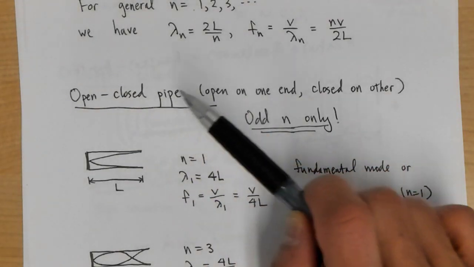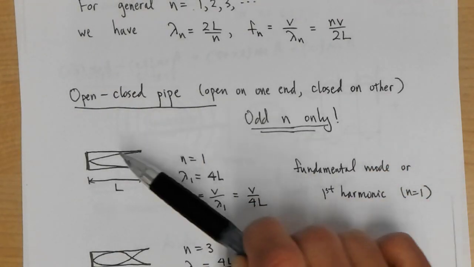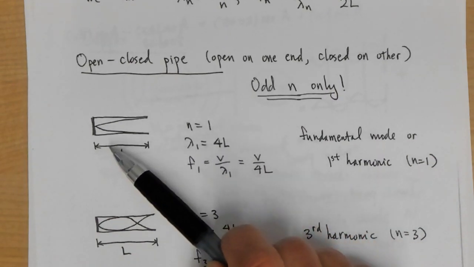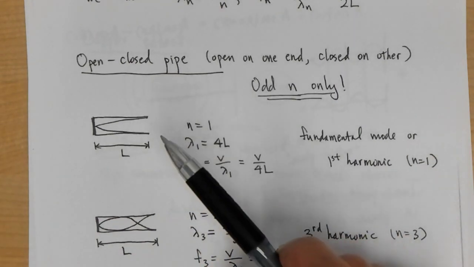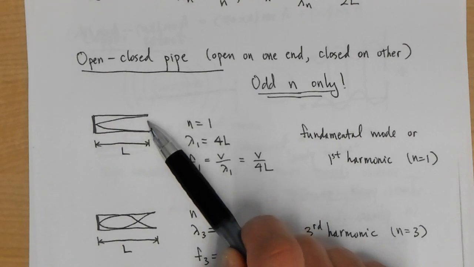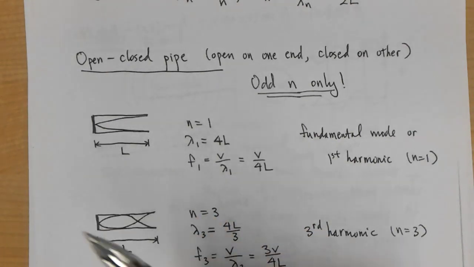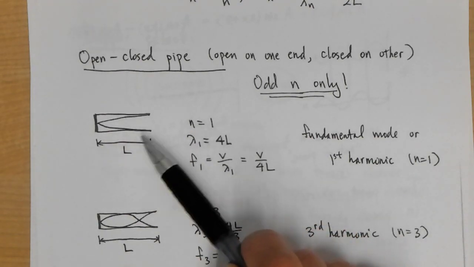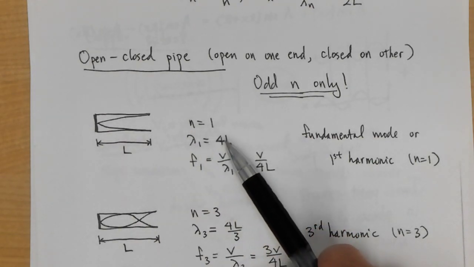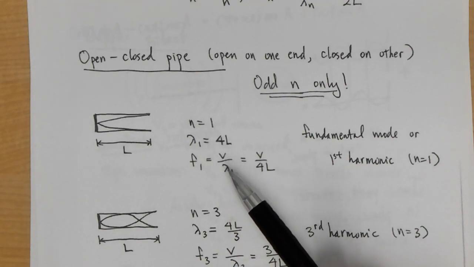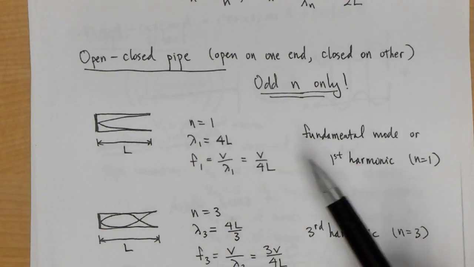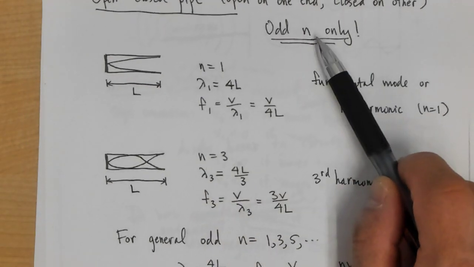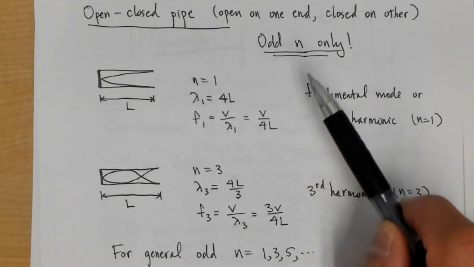Now, if we have an open-closed pipe, one that's open on one end and closed on the other, then the situation is a little different, because we have an antinode at the open end and a node at the closed end. And so we have n equals 1 here as the lowest mode, and lambda 1 is equal to 4L. f1 is equal to v over lambda 1, which is v over 4L. That's the fundamental, the first harmonic. Now, there are no even harmonics. There are only odd harmonics.